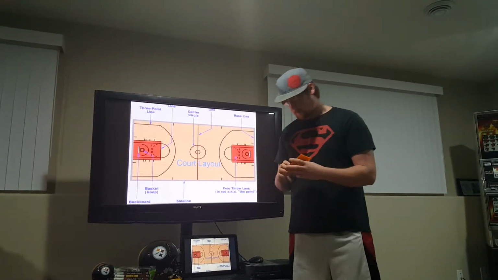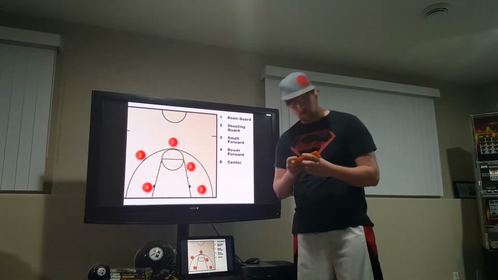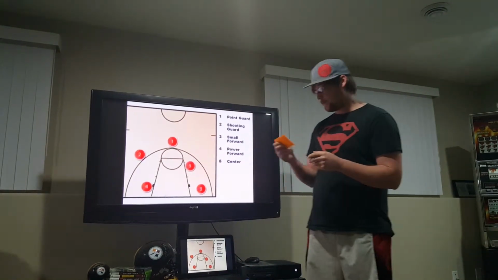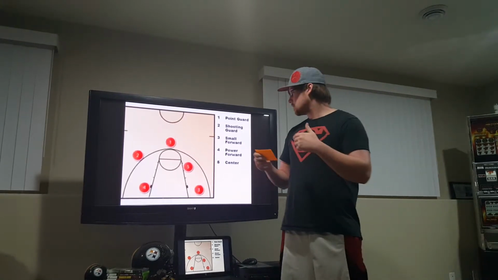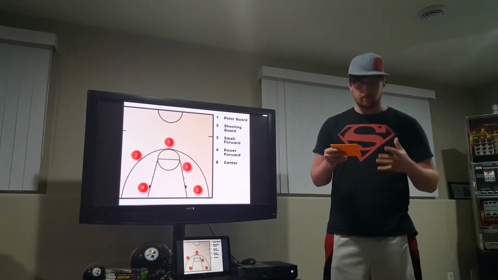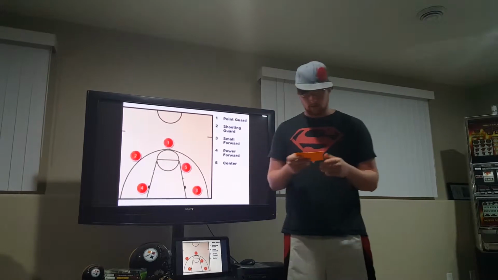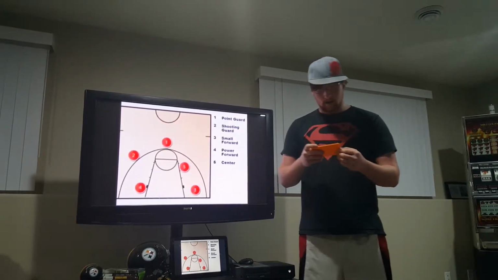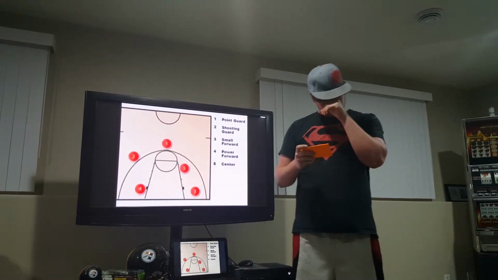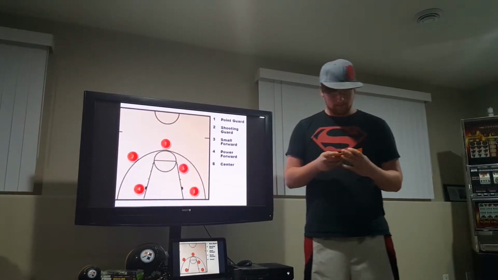Another important aspect of basketball is knowing the players' positions, such as the point guard, the shooting guard, small forward, power forward, and the center. Some point guards that people know are Magic Johnson and Steph Curry is one of them. Shooting guards, important shooting guards are Michael Jordan and a handful of people like Kobe Bryant.